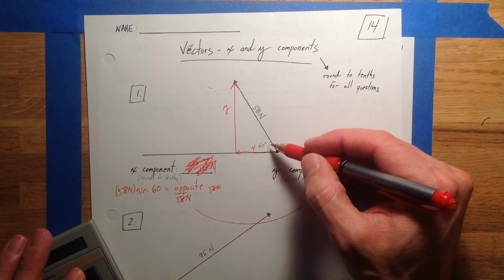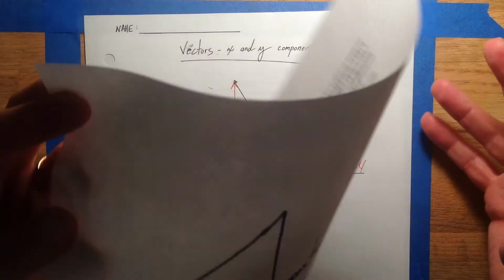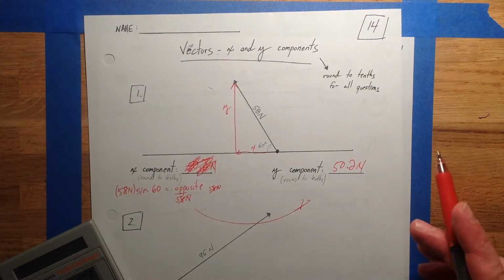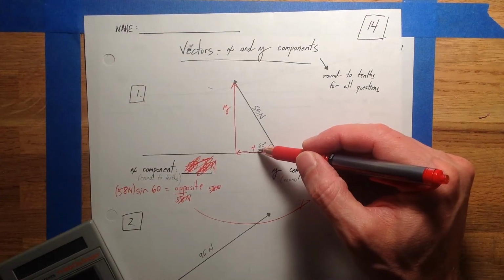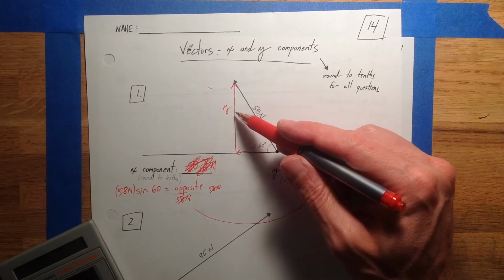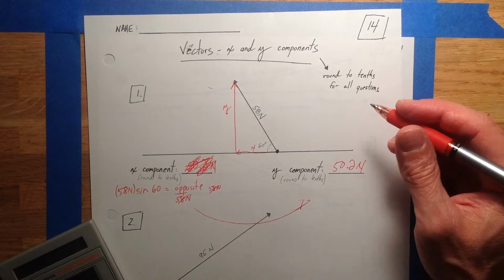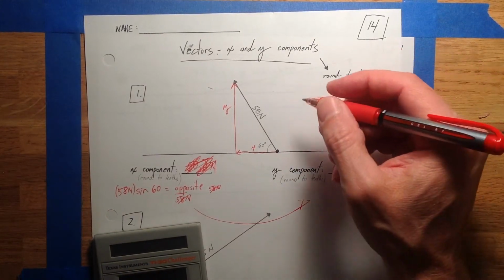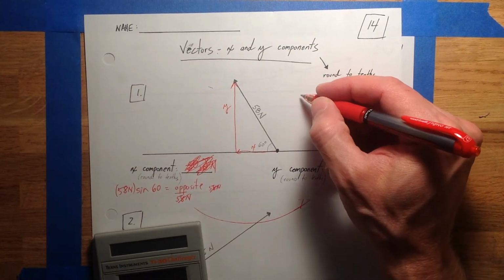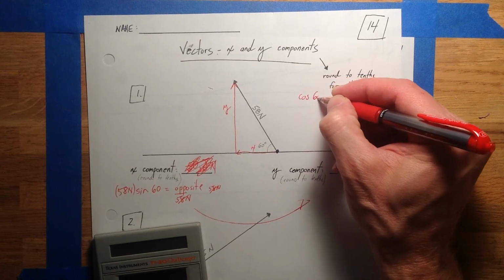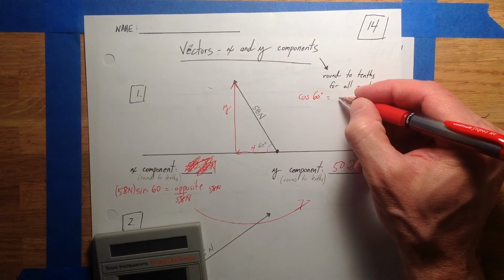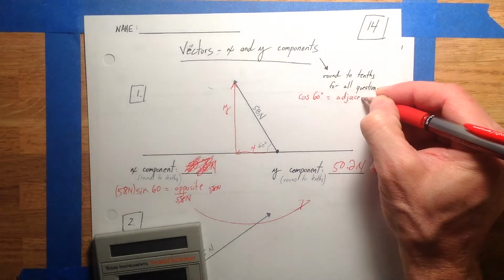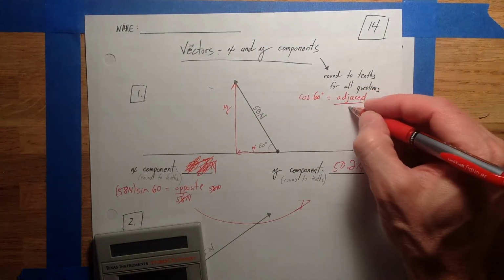That's the y component. The x component is going to be the cosine, adjacent over hypotenuse. I think you get the sense from looking at it that the x component is going to be less than y, just from visually looking at it. I'll do the math right here. You're going to have cosine 60 degrees equals adjacent over hypotenuse, which is 58 newtons.